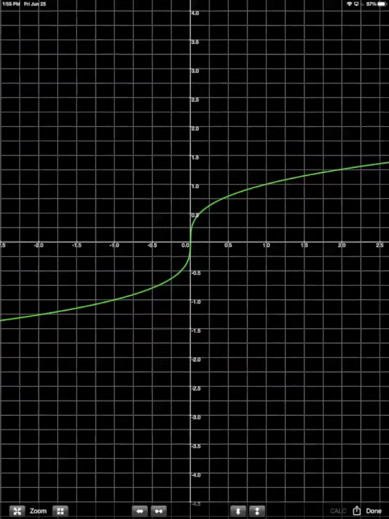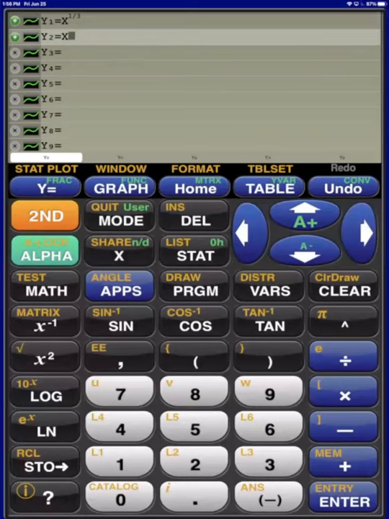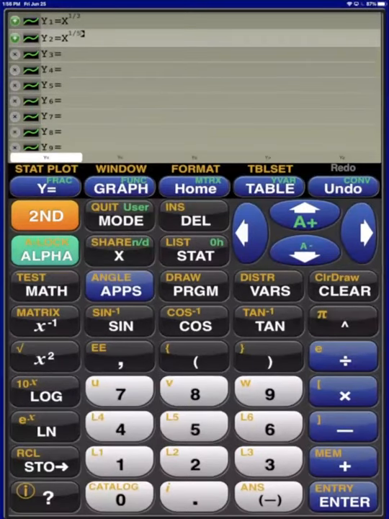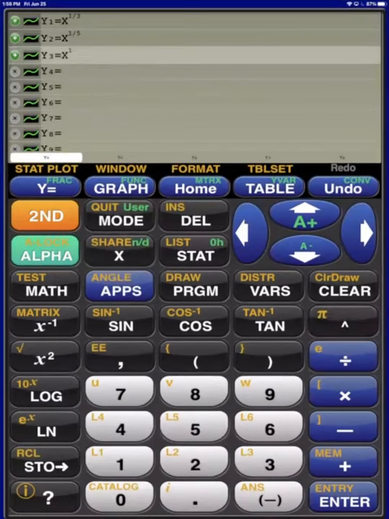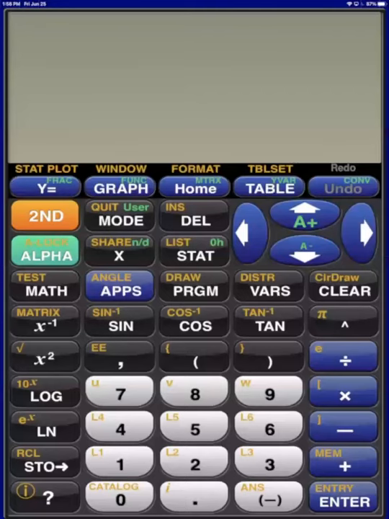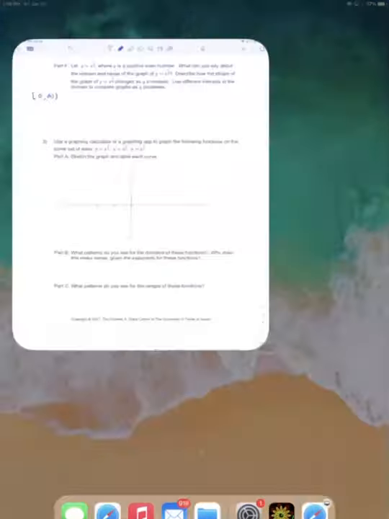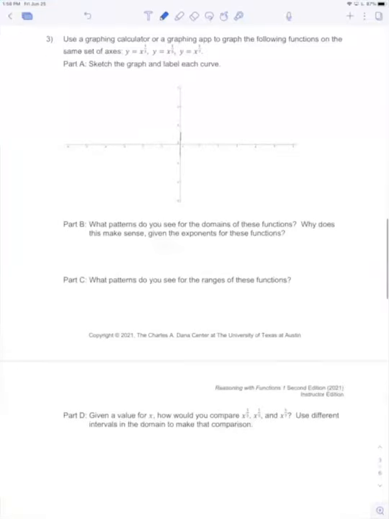And let's just graph it, see what it looks like. Okay, so we'll do another one of these. How about y is equal to x to the 1/5 power. And we'll do x raised to the 1/7. And then we have our 3 curves. Now let's go ahead and go back to where we were. I'm going to move this up to the top here.